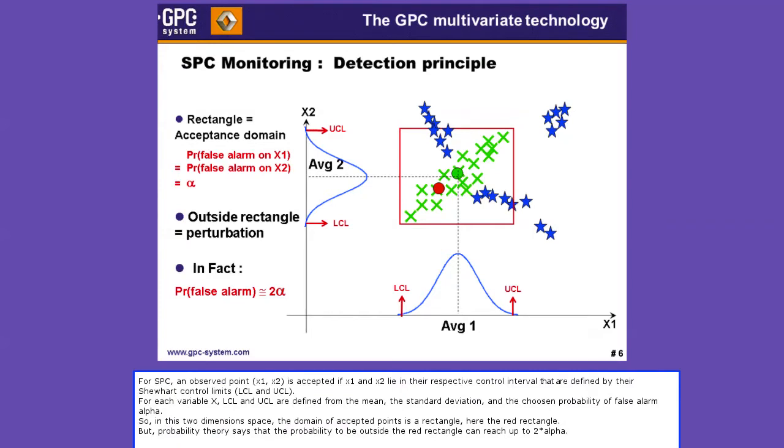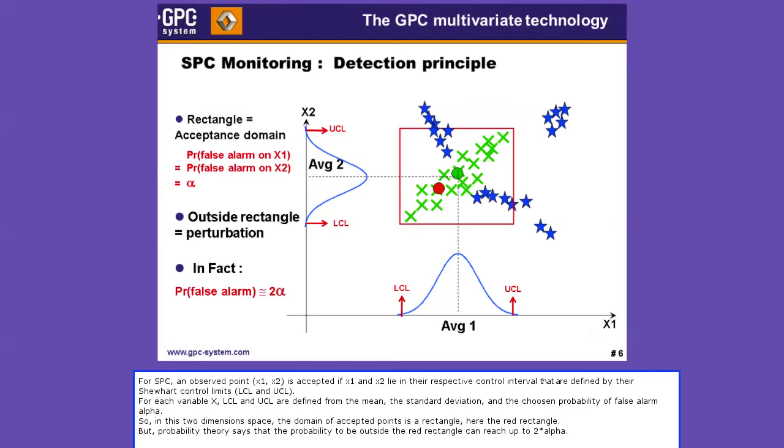For SPC, an observed point, x1, x2, is accepted if x1 and x2 lie in their respective control intervals that are defined by their Shewhart control limits, LCL and UCL. For each variable x, the limits LCL and UCL are defined from the mean, the standard deviation, and the chosen probability of false alarm, alpha. So, in this two-dimensional space, the domain of accepted points is a rectangle, here the red rectangle.